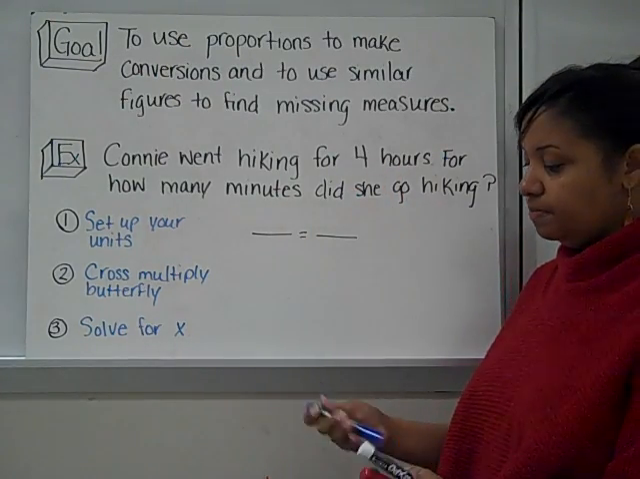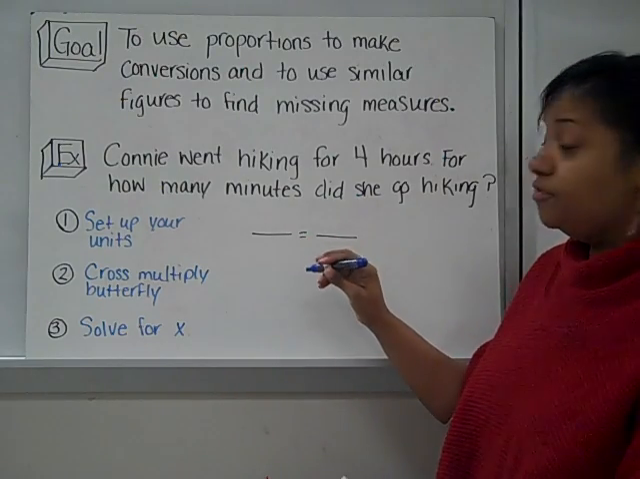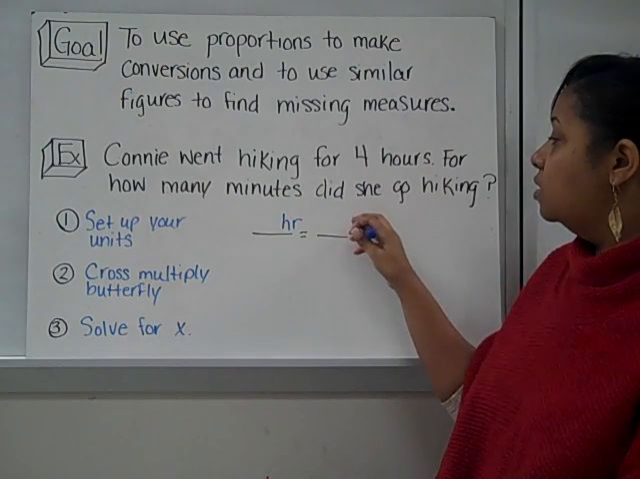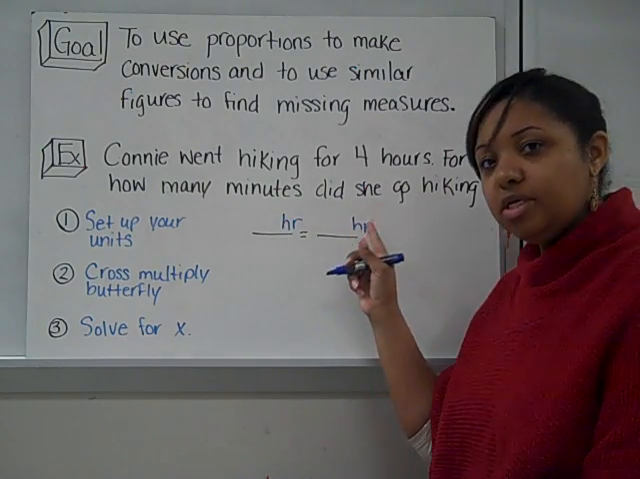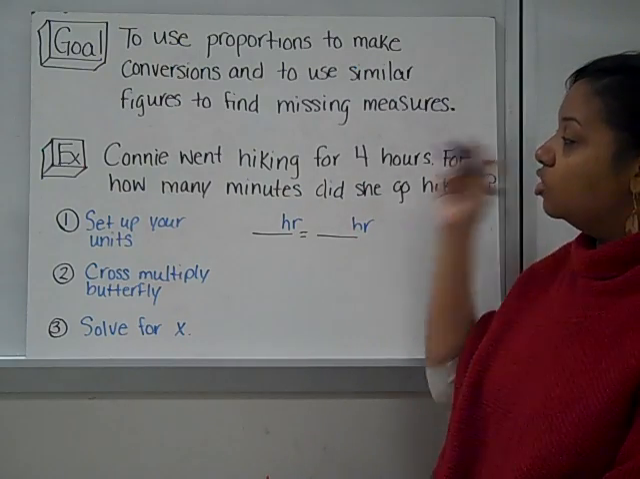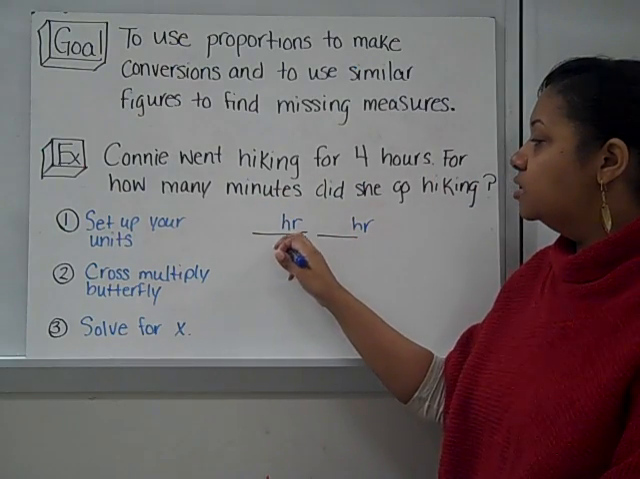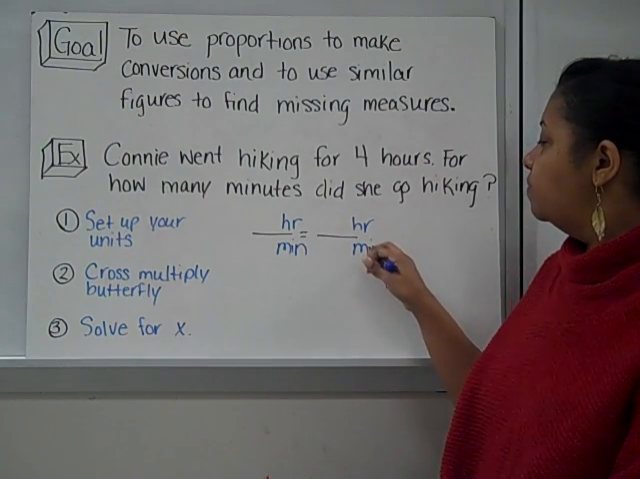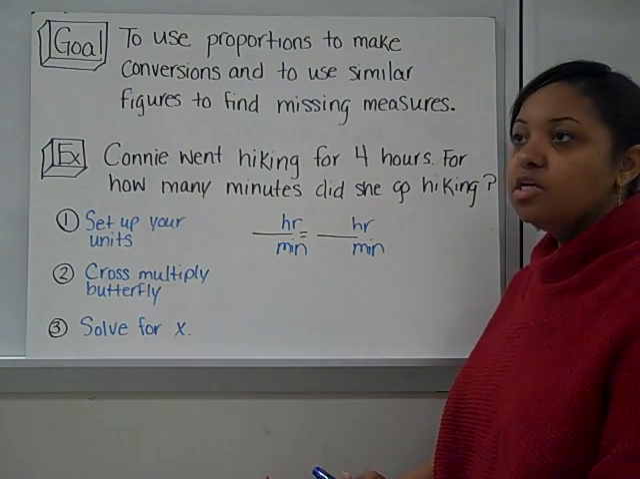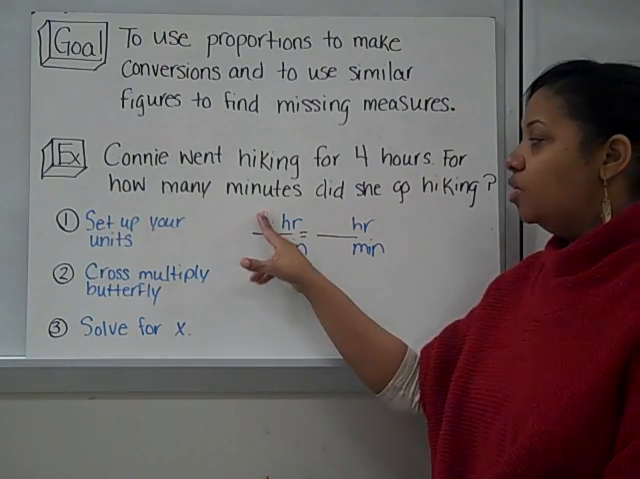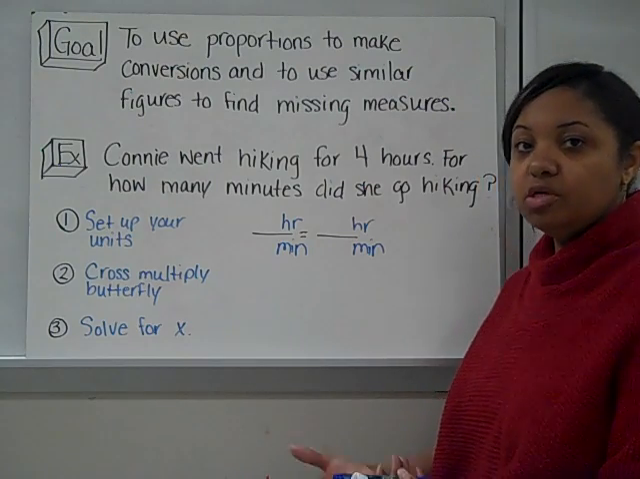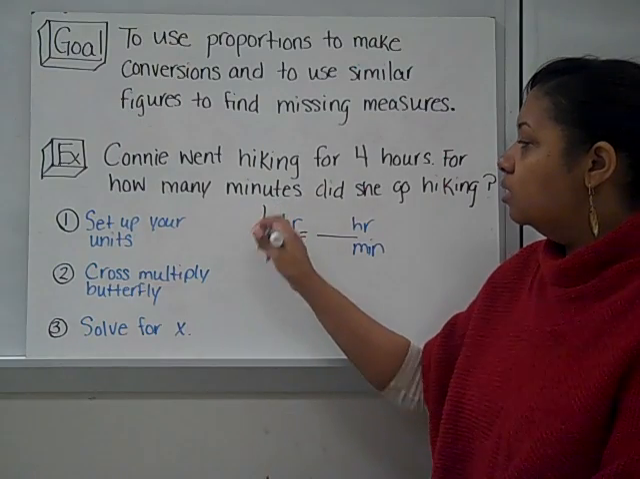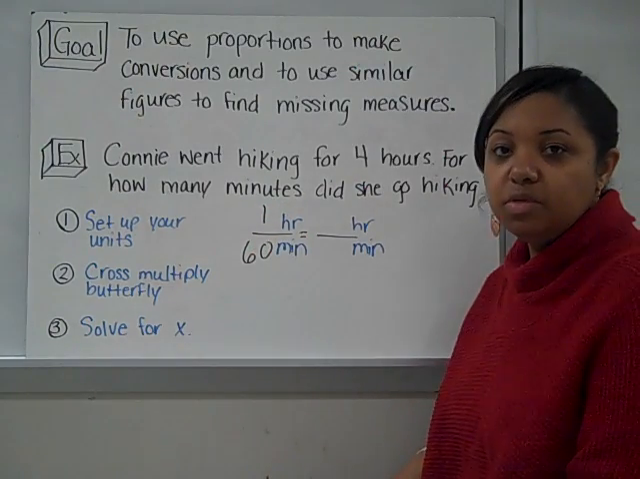So you want to set it up to where you have your hours to hours, because you want your hours equaling your hours. And then the other one, minutes to minutes. You want your minutes equaling your minutes. Okay, so now the conversion is 1 hour equals how many minutes? You are just converting those 2 units. So for 1 hour, there is 60 minutes.